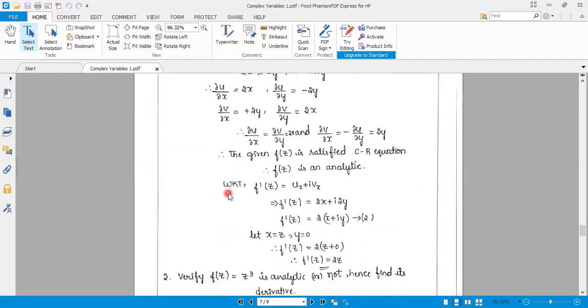Now let us find its derivative. f'(z) = u_x + i v_x. Now substitute u_x and v_x, where 2 is common, and also substitute x = z, y = 0. So we obtain f'(z) = 2z. So this is the derivative of the given analytic function.